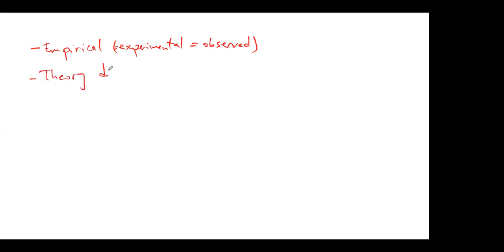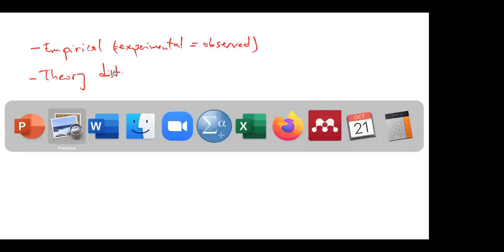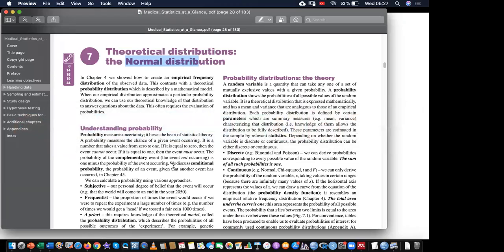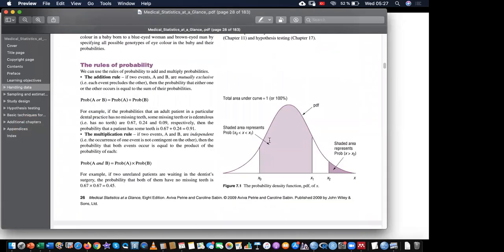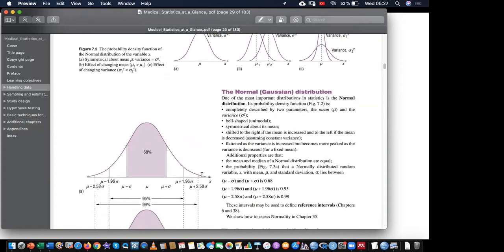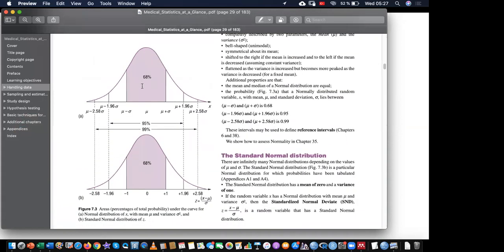In the theory distributions, you have a formula, you have a function. On behalf of that function, you calculate and draw a distribution, a curve. And the Gauss distribution, or the normal distribution, is the most famous and most commonly used in medicine. The rule for the Gauss distribution is that between the mean and plus and minus one standard deviation, we have 68% of the cases.